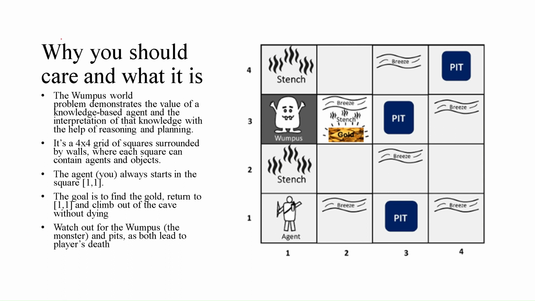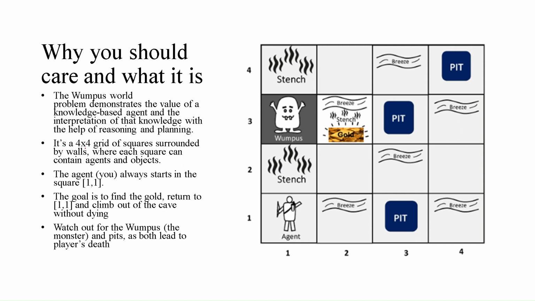So basically, the Wumpus World problem demonstrates the value of knowledge-based agents and the interpretation of the knowledge we get, and using the reasoning and planning to find and achieve the goal, which in this case is to get the gold and come back home, which is at 1, comma 1, without dying.